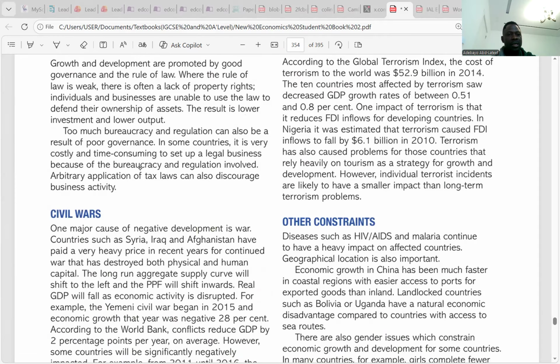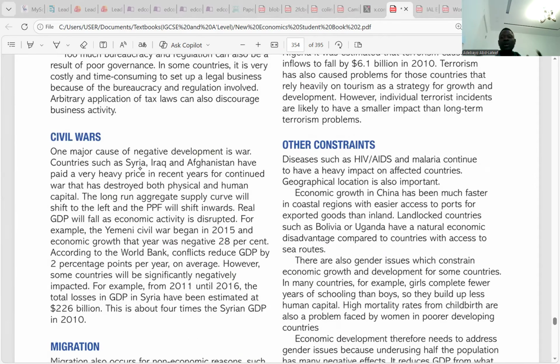The next one, civil wars. When the country continues to fight, citizens continue to fight themselves. Destruction, inflation, poverty. This would put the PPF inward rather than outward. One major cause of negative development is war. Countries such as Syria, Iraq, Afghanistan have paid a very heavy price in recent years for continued wars that have destroyed both physical and human capital. The long-run aggregate supply curve will shift to the left, and the PPF will shift inward, like I said earlier. Real GDP will fall as economic activity is disrupted.